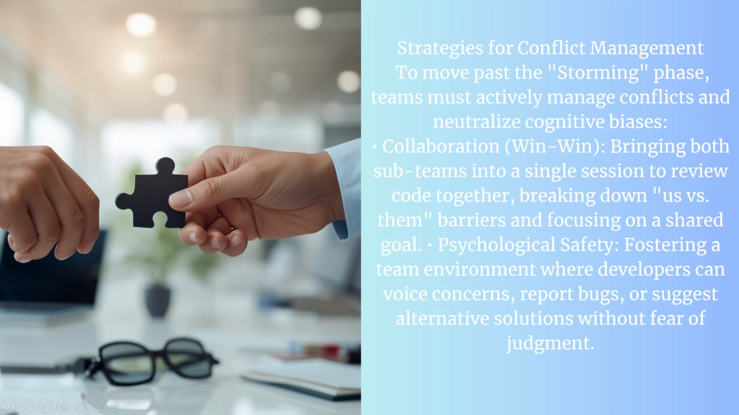So, how do we fix it? Once we've passed the storming phase, we must actively neutralize these biases. Instead of us versus them, we bring both subteams together for a joint code review to focus on shared goals. Psychological safety: we must foster an environment where any developer, no matter their rank, can voice concerns or report bugs without fear of being judged. This is the only way to ensure honest and effective problem solving.